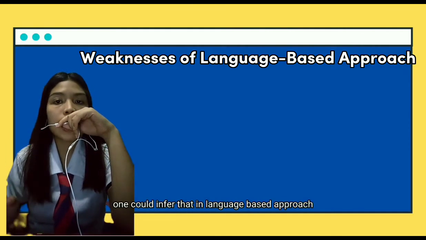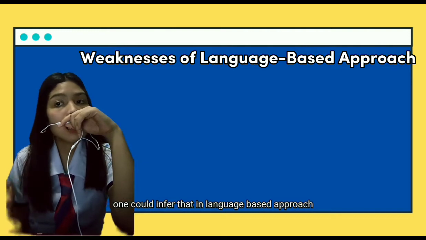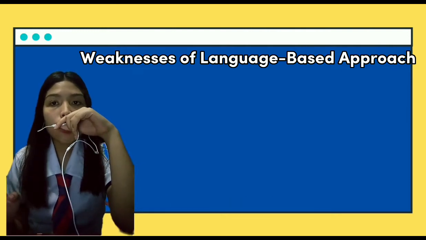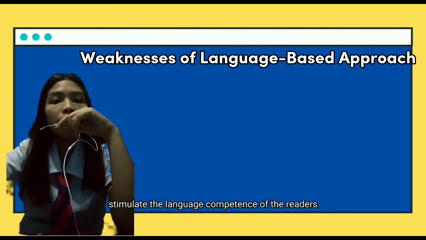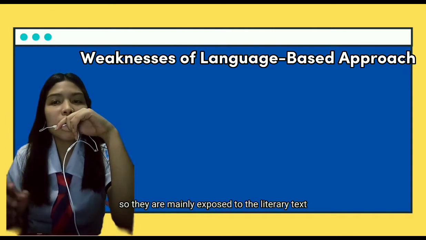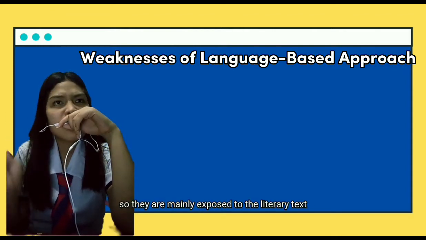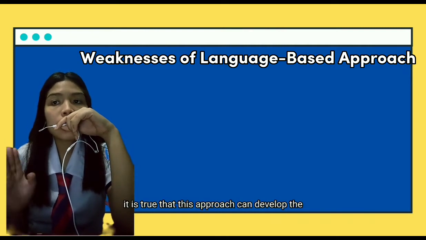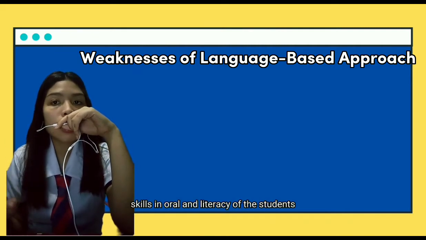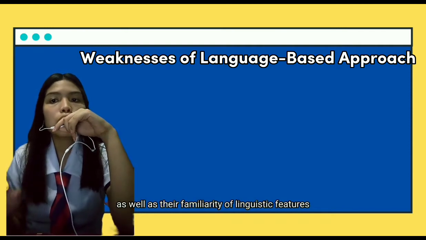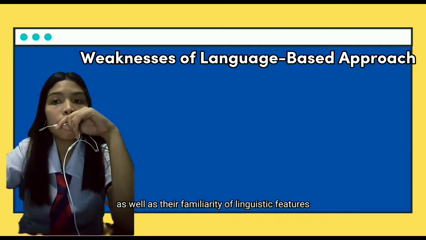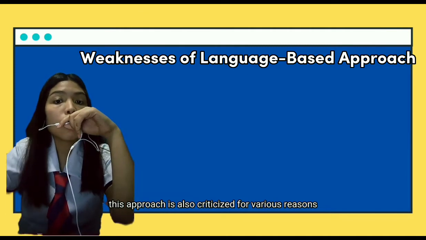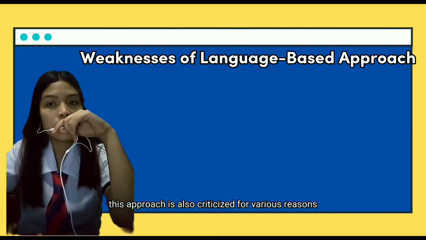With this being said, one could infer that in the language-based approach, the main goal is to stimulate the language competence of the readers, so they are mainly exposed to the literary text to learn the target language. While it is true that this approach can develop the oral and literacy skills of the students, as well as their familiarity with linguistic features, this approach is also criticized for various reasons.